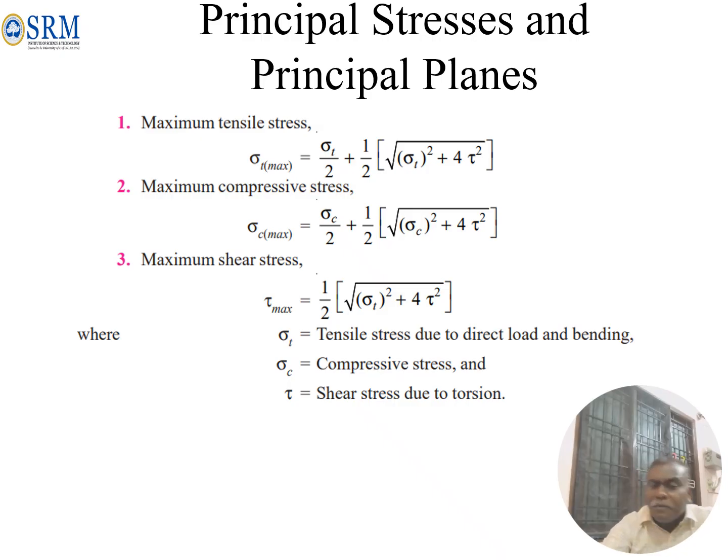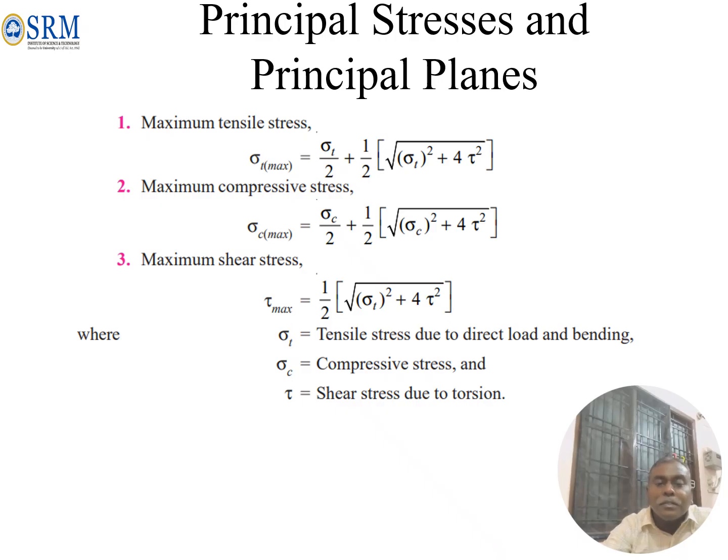These three formulas are enough for solving the problem for the maximum tensile stress. So sigma T max, that is the maximum principal stress. Sigma T is the tensile stress and tau is the shear stress. So sigma T max equals sigma T by 2 plus half of the square root of sigma T the whole square plus 4 tau square.